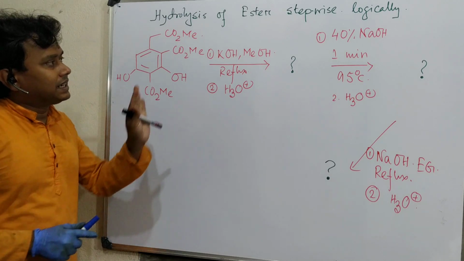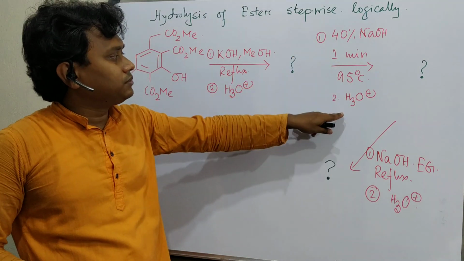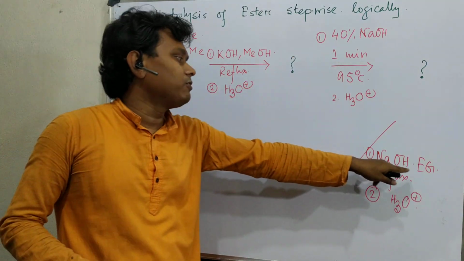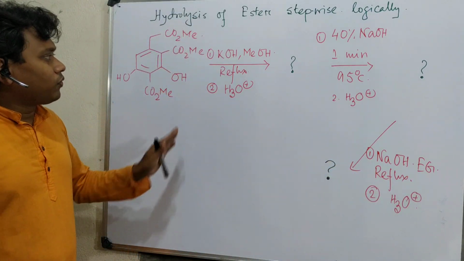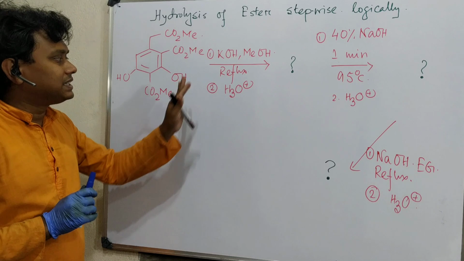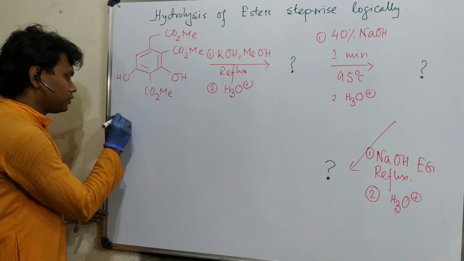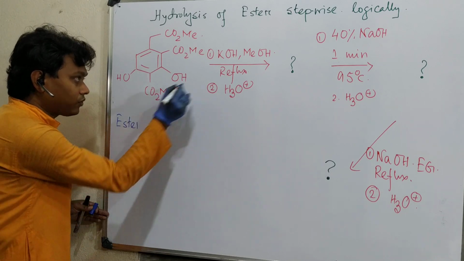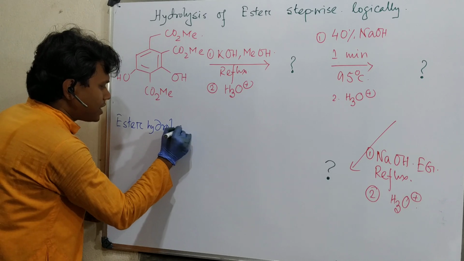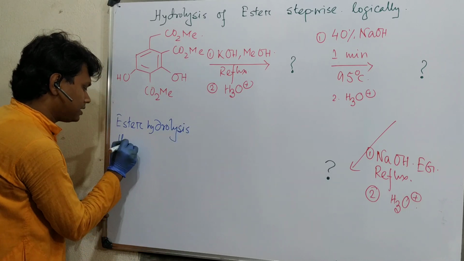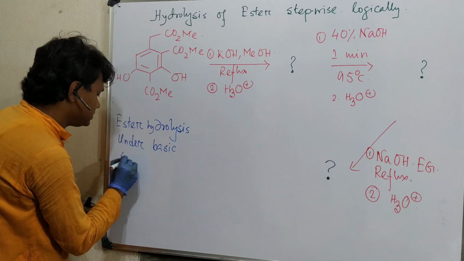So see the conditions: KOH, methanol, reflux, H3O plus; NaOH, heating, H3O plus; NaOH, EG, meaning ethylene glycol, reflux, H3O plus. This is the overall reagent set, but actually this condition is ester hydrolysis under basic, or alkaline, whatever you say, condition.